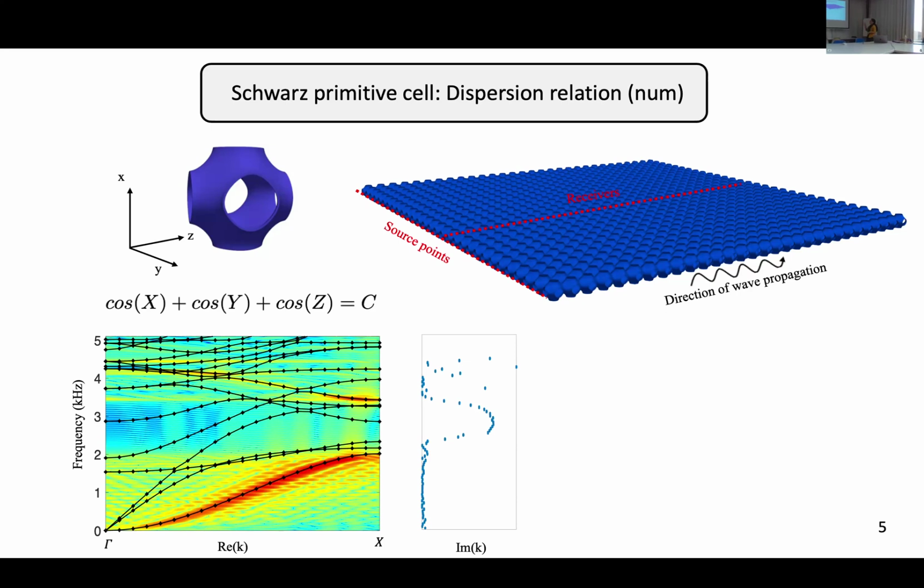So that would be to look into the imaginary part of the wave number instead of the real part. And we see that indeed there is a form of the band gap that is appearing, and it's also in the same frequency range that we found there.